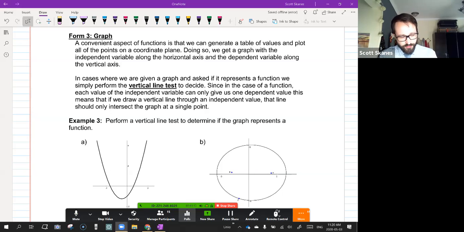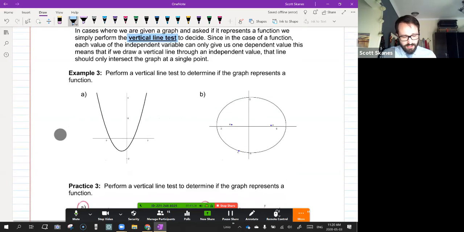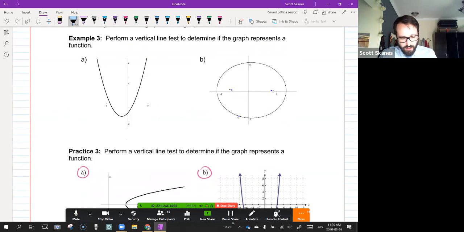All right, form 3, graph. Well, big surprise, you can graph functions. We've been seeing this all day already because of the way that I've introduced it. The way we're going to check if a graph is a function is we're just going to simply do the vertical line test. And you can read this if you want, but the vertical line test is super easy. All you need to do is literally draw a vertical line. So I've drawn a vertical line. If that vertical line touches anywhere more than once, it is not a function.